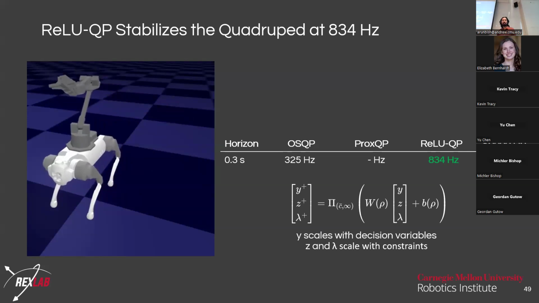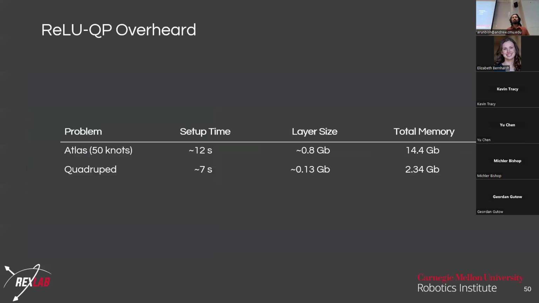So we think this is really cool, but there are definitely some limitations. One of the big ones is that there's a decent amount of overhead for doing all this pre-compute. For Atlas, computing all those inverses and assembling the layers took about 12 seconds. And for the quadruped, it took 7 seconds. Now that's nothing compared to training, but if you're doing a factorization, this would definitely be slower.